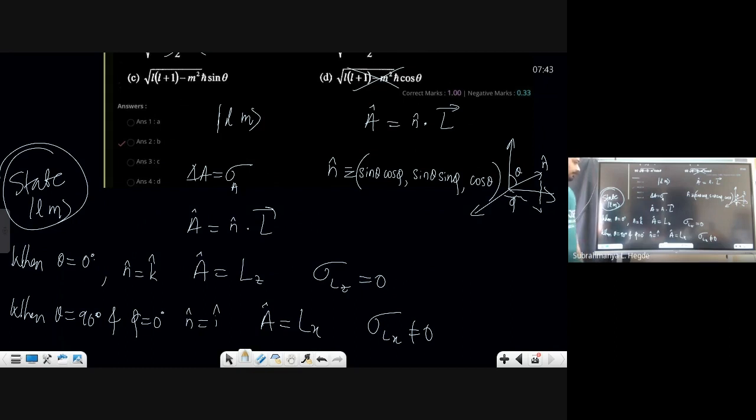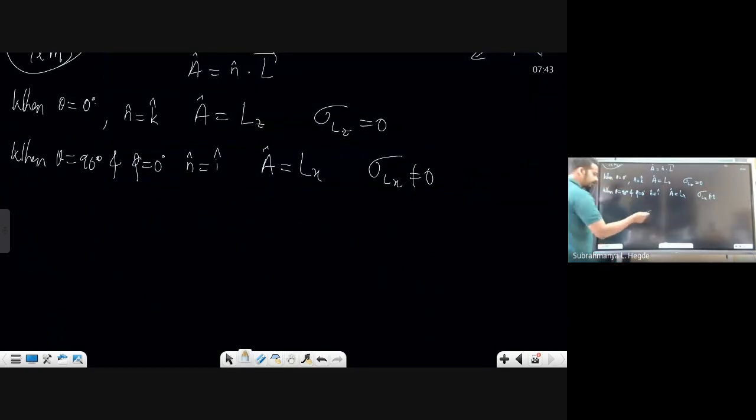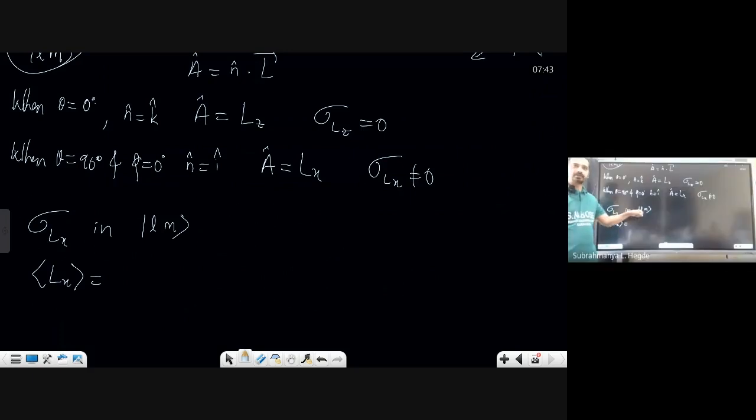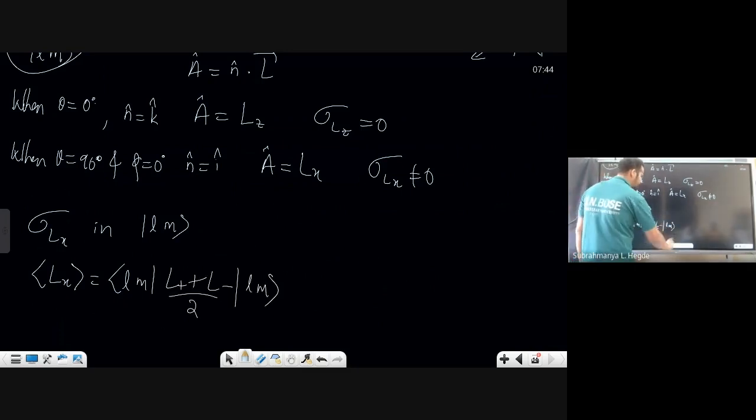How do you find sigma Lx in this state? That is the standard problem: sigma Lx in state l, m. That means you need the expectation of Lx in this state. Lx contains L plus and L minus. You have to sandwich it between l, m. It will raise or lower the state, so it is orthogonal, and the expectation is 0. Or you write it like this: L plus plus L minus, divided by 2, sandwiched between l, m. It will either lower or raise the state, giving orthogonal, so 0.